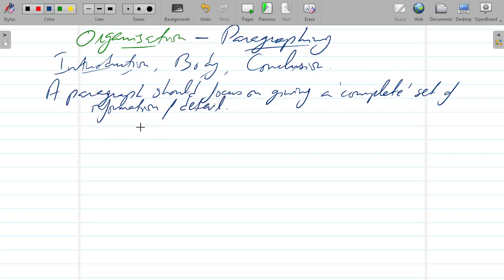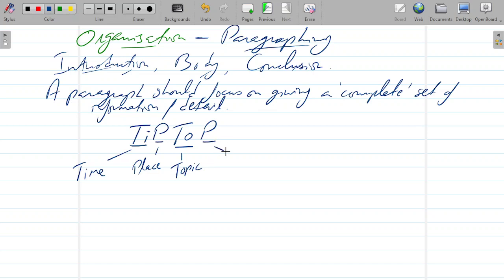And so to help you with that, there's TIP and TOP just to help you. So the TI is time, the P is place, the TO is topic, and the last P is person. You can move the P's around, right? And so whenever the time that you're talking about, or the place, or the topic, or the person you're talking about changes, you want to start a new paragraph.